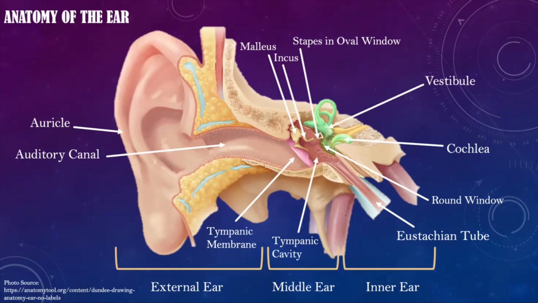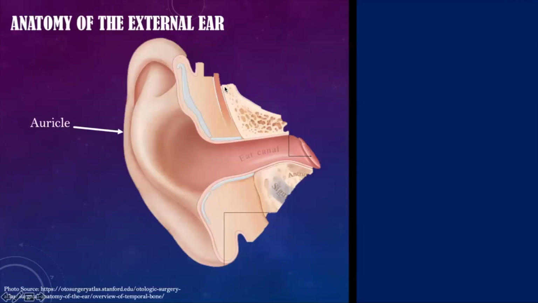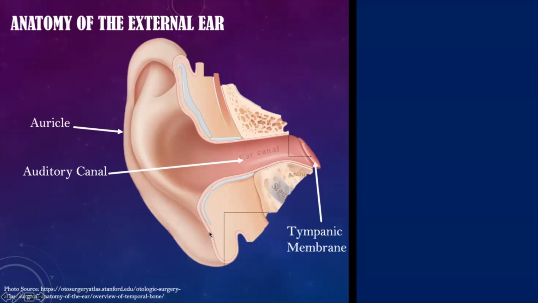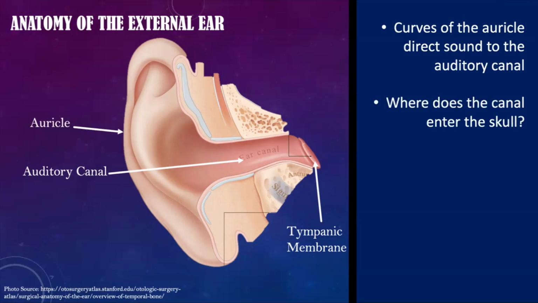And we also have the vestibule and the vestibulocochlear nerve, which takes any neural signals from the cochlea and the vestibule to the brain. Let's dive deeper into the different sections of the ear and talk about them in more detail. Starting with the external ear, again, we have the auricle and the auditory canal. The auricle is the outer fleshy part of the ear at the side of the head. The curves of the auricle direct sound to the auditory canal.